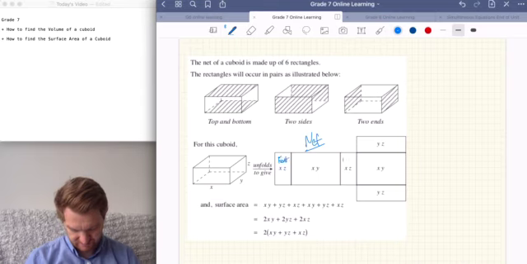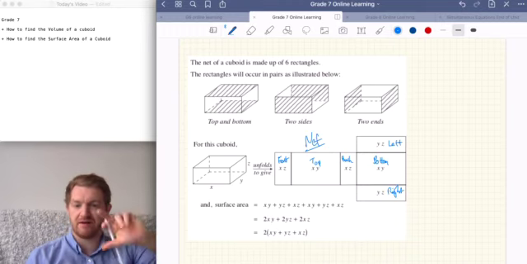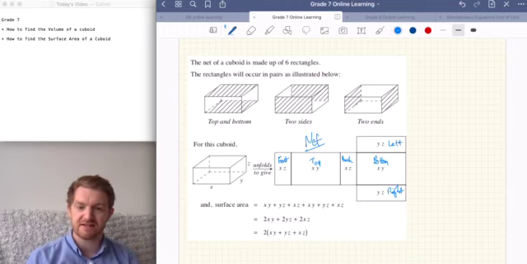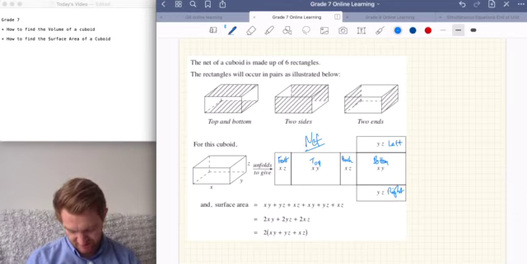Which means that this one is the back. We know that X times Y is going to be the top, which means this one is the bottom. Which means that this YZ is the left and the right. Or it could be right, left, left, right. So there's our 6 faces, and we can see that we get that formula there again.